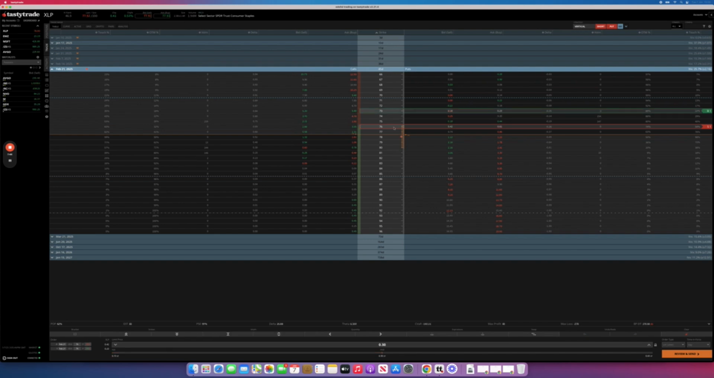So we sell the 76 and we buy the 73. Our premium has reduced because we've used some of the premium to buy the further out of the money contract. However, our buying power requirement has significantly been reduced now. This is because our max loss is significantly smaller.